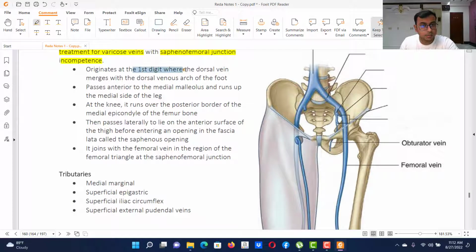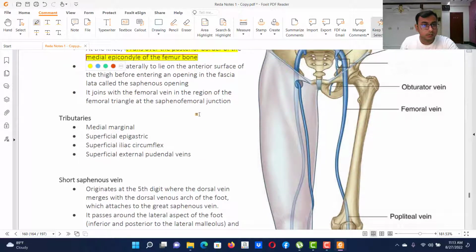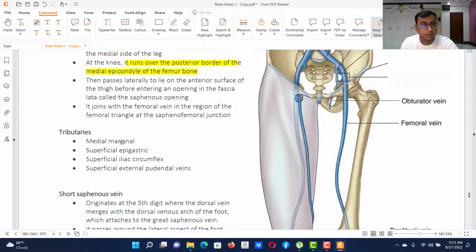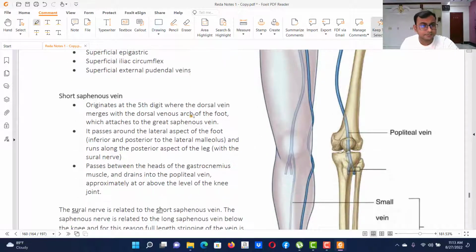Originating from the first digit, where the dorsal vein merges with the dorsal venous arch, it arises from the venous arch. At the knee, it runs over the posterior border of the medial epicondyle of the femur, passes laterally to lie on the anterior surface of the thigh before entering the opening of the fascia lata, which is called the saphenous opening. There are some tributaries: medial marginal, epigastric, iliac, external pudendal, just like the artery.